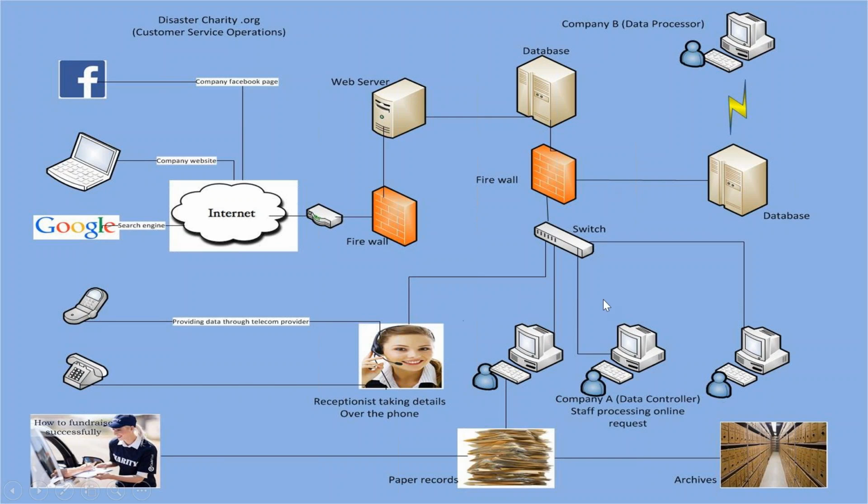So we're looking at, let's say, a big charity organization, but we're just looking at their customer service operations. Once they collect the information on the street, it comes in here as paper records, and these guys here are the staff, seated in the office. They open a file, put all of this information into their system, and once they are done with the paper file, they send it to archives.